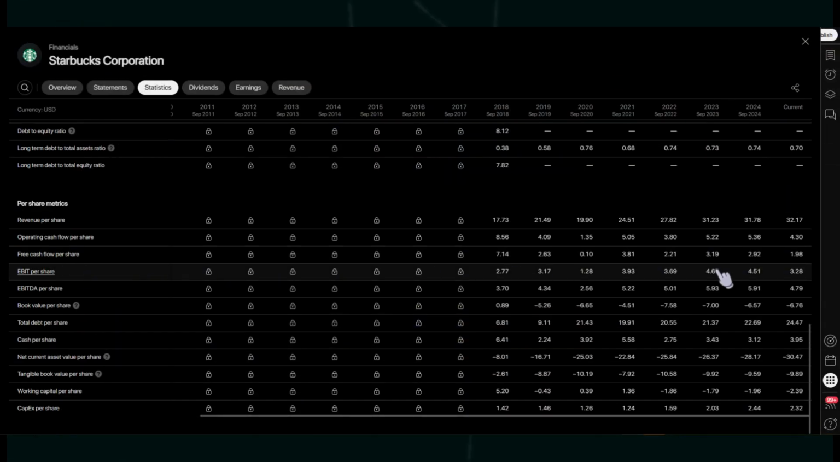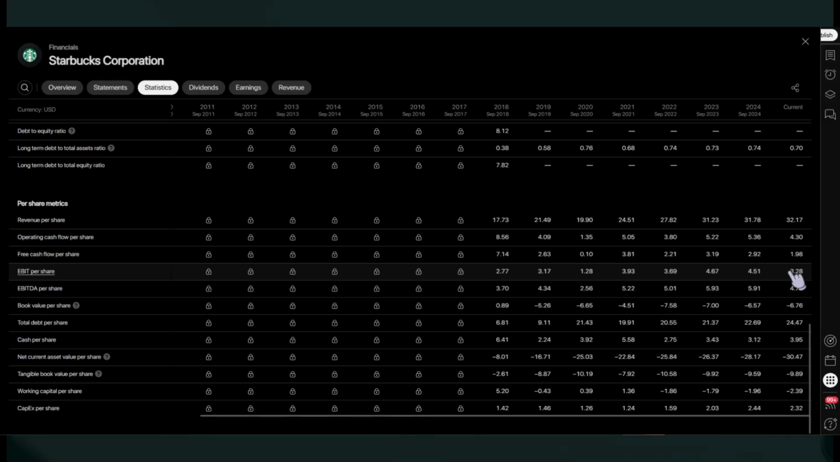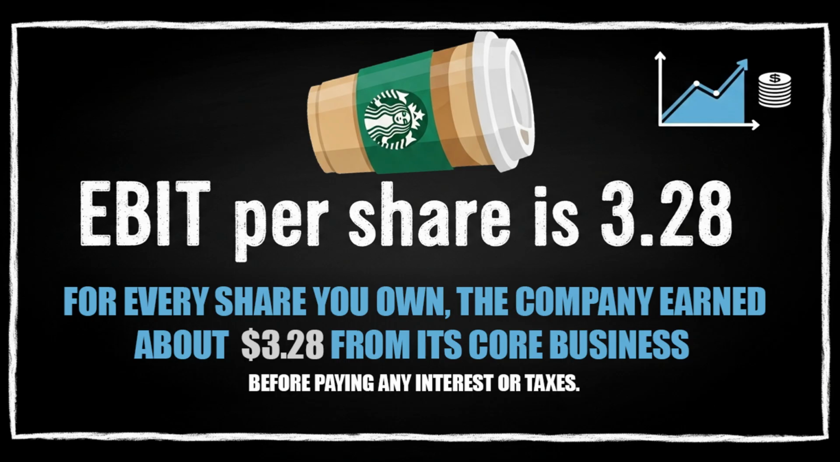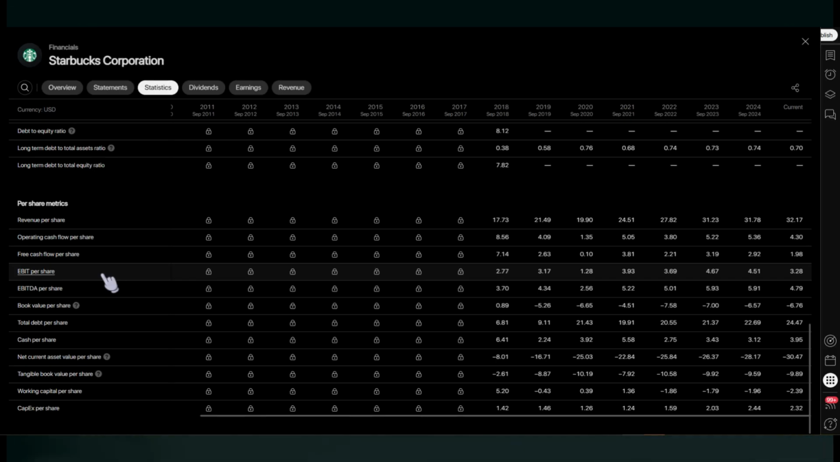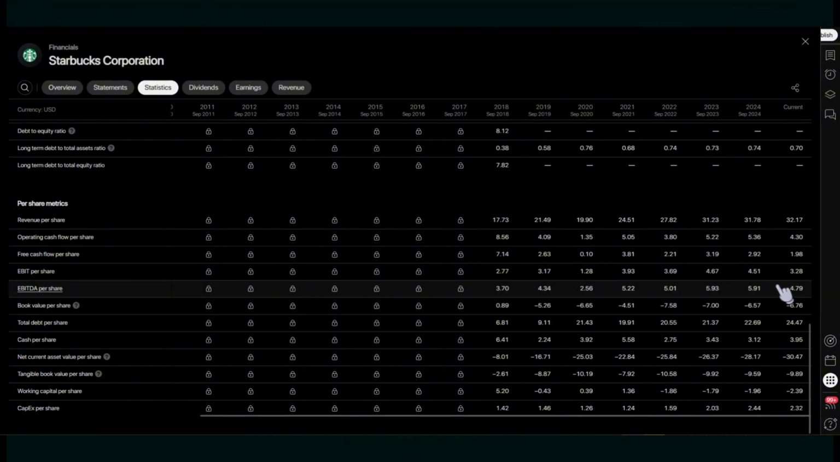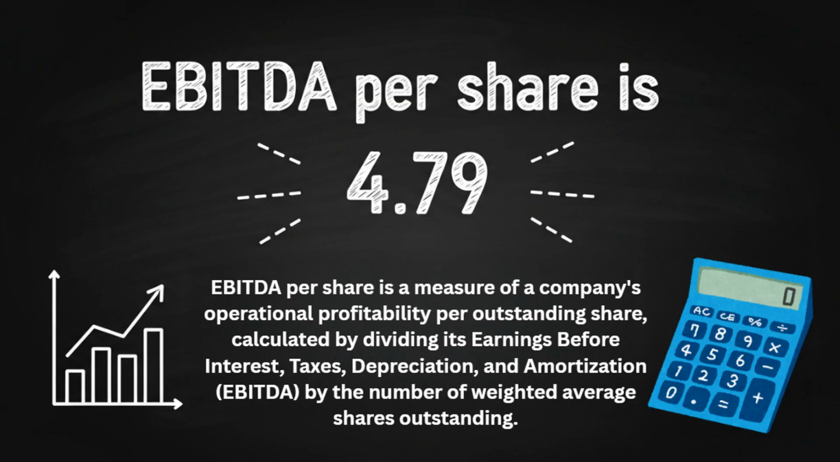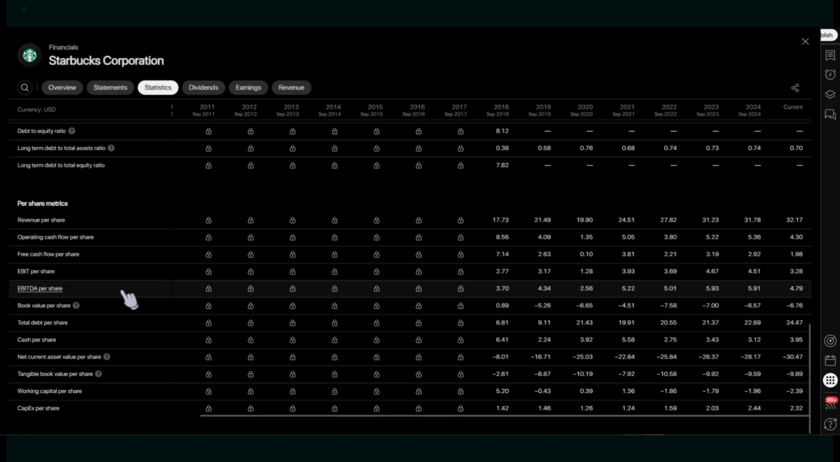EBIT per share is 3.28. That basically means for every share you own, the company earned about $3.28 from its core business before paying any interest or taxes. Pretty solid. EBITDA per share is 4.79. That's even higher because it adds back things like depreciation and amortization, basically non-cash expenses. It shows the company's raw earning power before accounting for stuff that doesn't involve real cash going out.